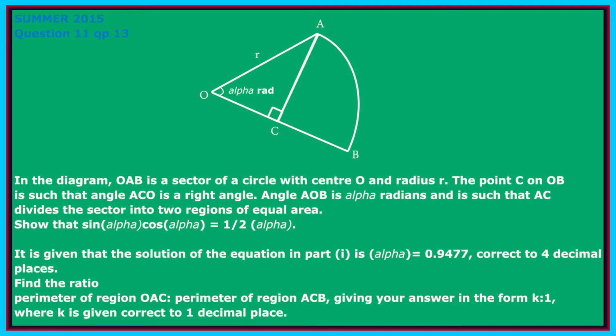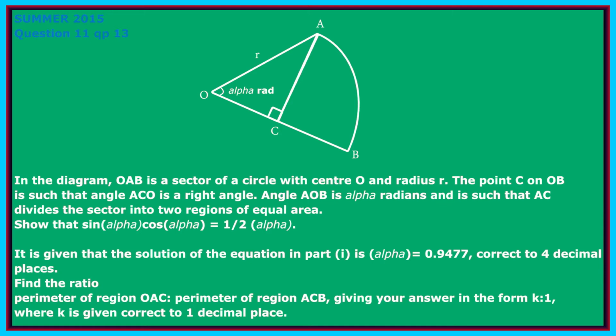Question 11, QP13. In the diagram, OAB is a sector of a circle with center O and radius R. The point C on OB is such that angle ACO is a right angle. Angle AOB is alpha radians and is such that AC divides the sector into two regions of equal area. Part I: show that sine alpha cos alpha is equal to half alpha.